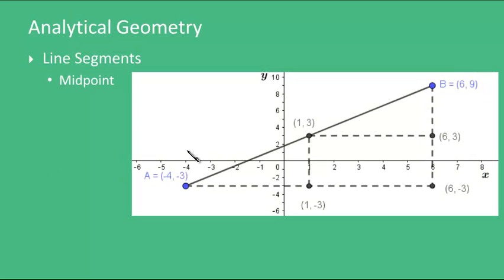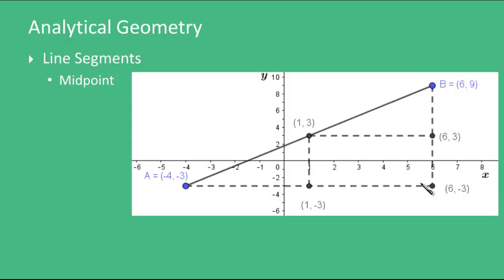In this example, we have the points A (-4, -3) and B (6, 9). Once again, the x-coordinate here will be the midpoint between this x value and that x value, and this y-coordinate will be midway between this y value and this y value. So it's easier to see if we draw our little right triangle here.